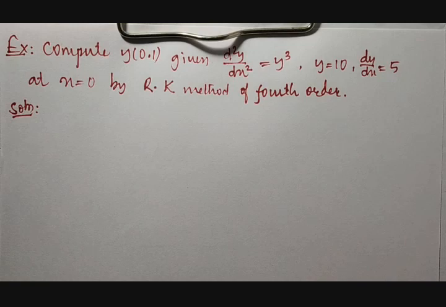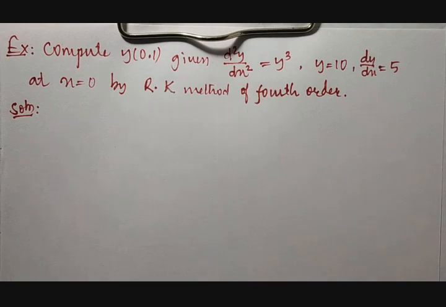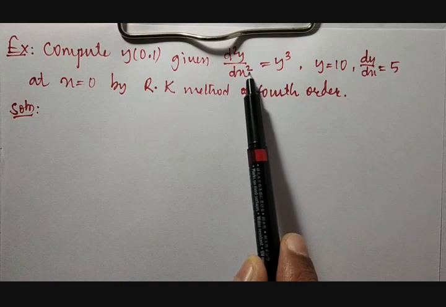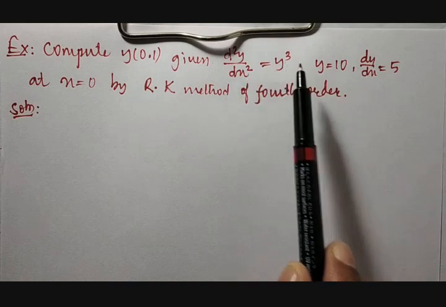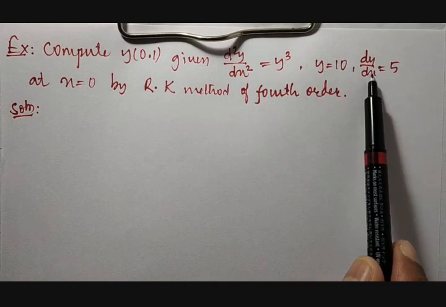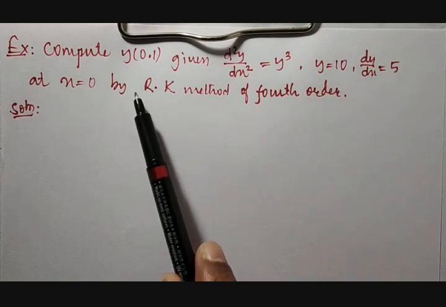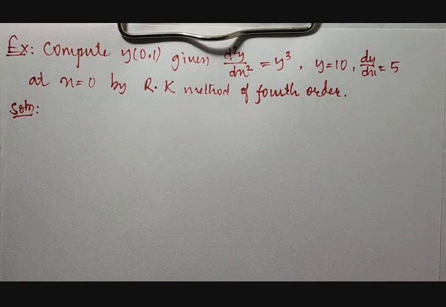In this session, we are going to discuss an example of a second order differential equation and getting its numerical solution by using the RK method. So here, compute y of 0.1 given d square y by dx square is equal to y cube, where y is equal to 10 and dy by dx is equal to 5 at x is equal to 0, by using the RK method of fourth order.